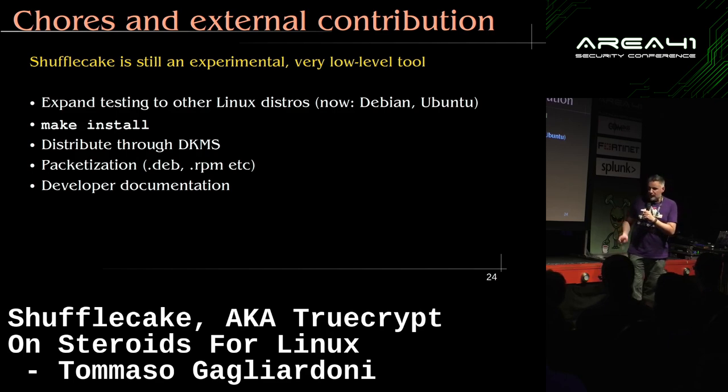Well, the first thing to do is that we would like to make it easier for users. So right now, if you want to try it, you have to download it from Codeberg, you have to compile it. You have to manually load the kernel module that is not signed, so you get a bunch of warnings. And you have to call the userland tool. You have to manually mount the volumes. You have to manually format them. We want to automate these things a little bit, right? But the first thing to do is, for example, having a user-friendly installation procedure.